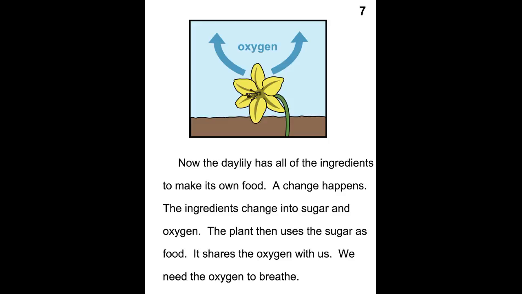Now the daylily has all of the ingredients to make its own food. A change happens. The ingredients change into sugar and oxygen. The plant then uses the sugar as food. It shares the oxygen with us. We need the oxygen to breathe.